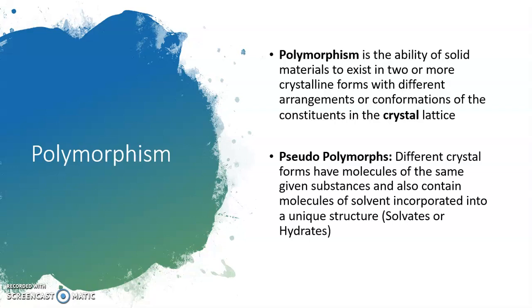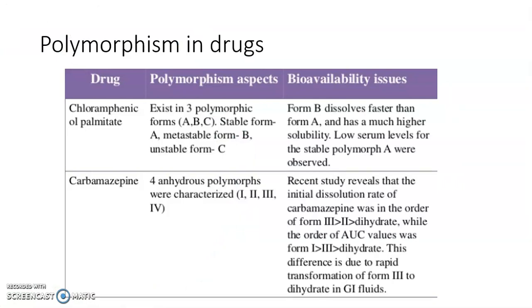Now we are going to see some examples for polymorphism. So chloramphenicol palmitate, this is a drug which exists in 3 polymorphic forms A, B, C. Out of these 3 forms, the stable form is A, metastable form is B, and unstable form is C. So form B dissolves faster than form A. It has a much higher solubility. Low serum levels for the stable polymorph A were observed. Then another example for polymorphism is carbamazepine.